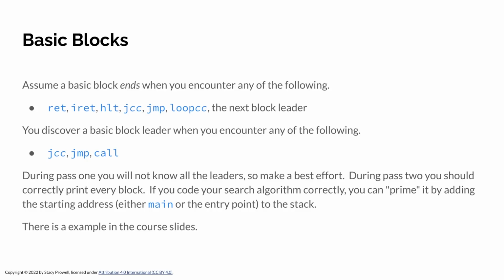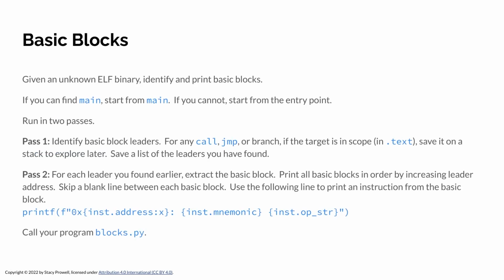All right. So you can think of this as making two passes. In the first pass, you're going to find all the leaders. In the second pass, you're going to print the basic blocks. Now, I don't want you to get confused about this. You're not going to make a straight pass through the program. You're going to find them using the algorithm described previously.